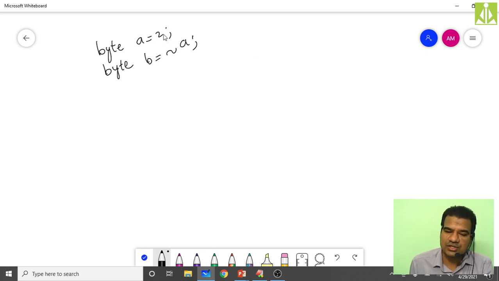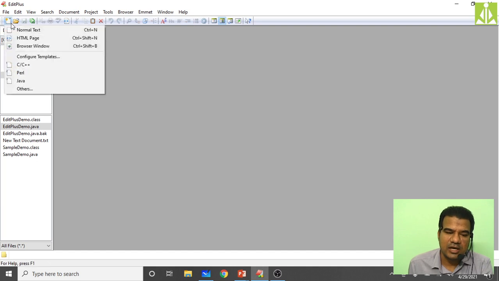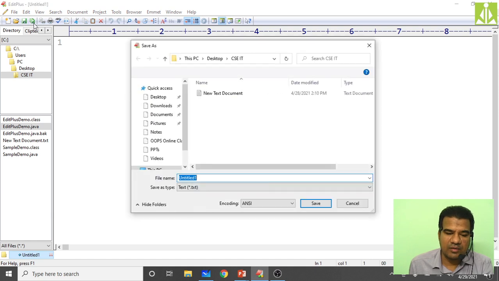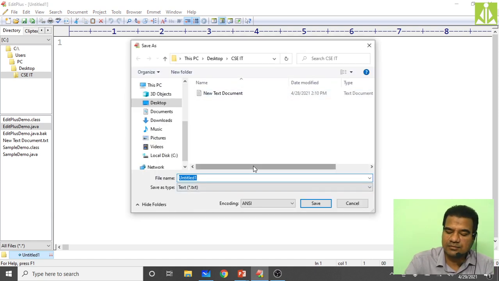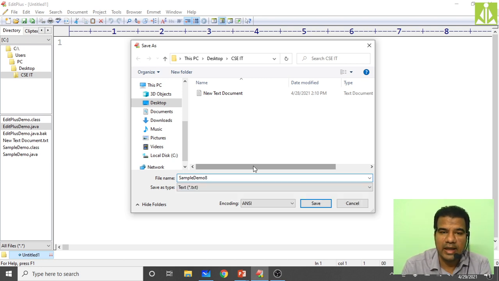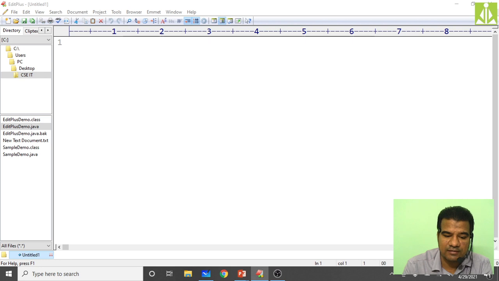We have a as 2. What is the equivalent in bits? First we will see what value you get on the output screen when you write it like this, inside Edit Plus. So I'm going to Edit Plus and taking a normal text. First save this file in Java format. I'm taking the file name as SampleDemo8.java, as it is our 8th lecture.